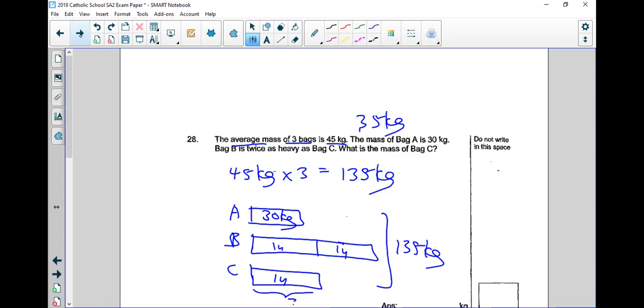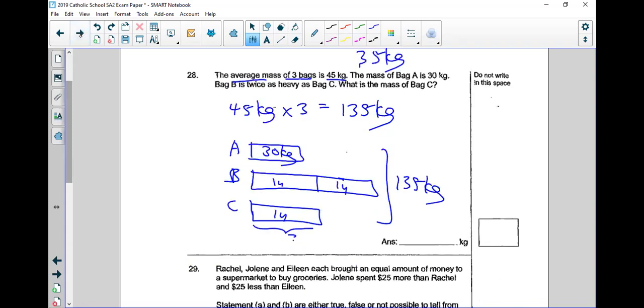Even if you don't know how to do, that's where your method comes. You think of your method and use the method to solve. Right? Okay, then what do you do now? You take 135 and minus 30 to get B and C. And that will give you 105 kg, which is 3 units. Then you take 105 and then you divide by 3. Am I correct?